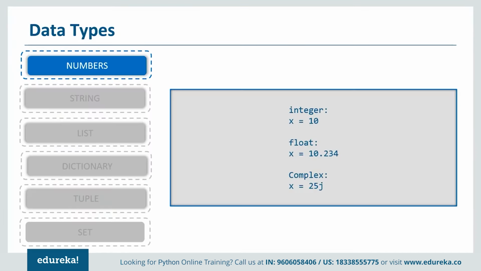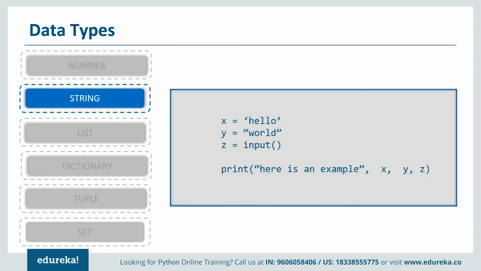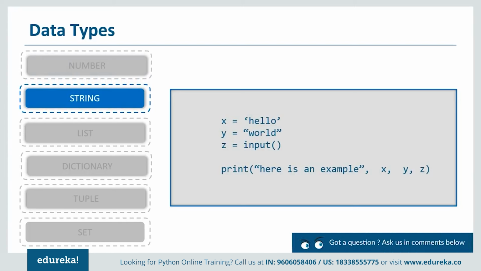Now let's quickly move on to the string data type. String data type in Python is written in single or double quotes. As you can see here in the example that I have shown you, I have two variables x and y, and I have given them the string values hello and world.